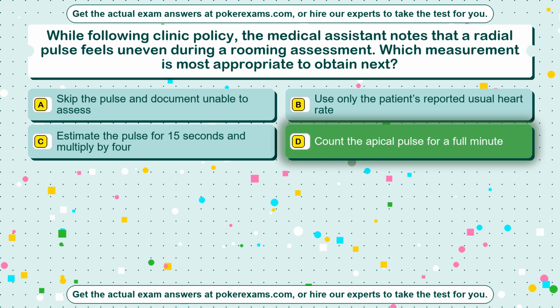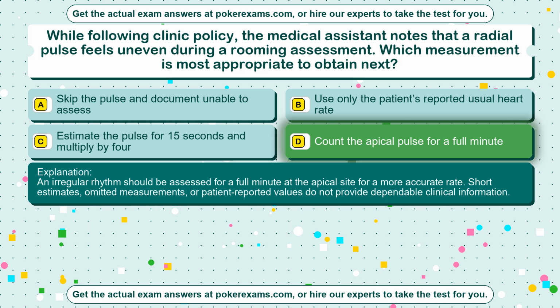The correct answer is option D. Count the apical pulse for a full minute. An irregular rhythm should be assessed for a full minute at the apical site for a more accurate rate. Short estimates, omitted measurements, or patient-reported values do not provide dependable clinical information.